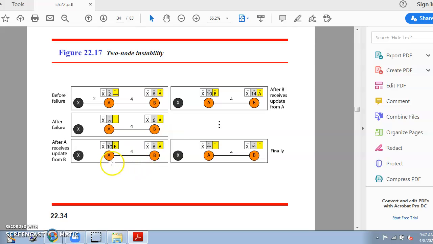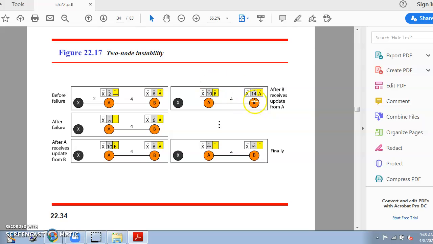Now the second phase. When A has updated its table, after some periodic time they will exchange their information. Whenever A updates its table, B will see that A is updated, and there might be a change in the route to X through A, which is why the cost is now 10.